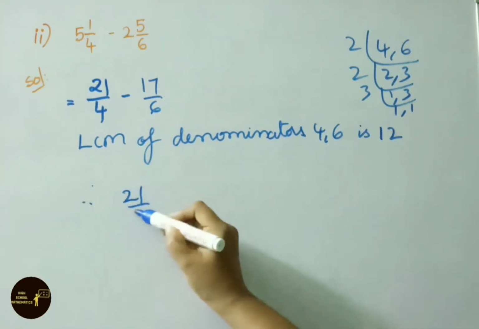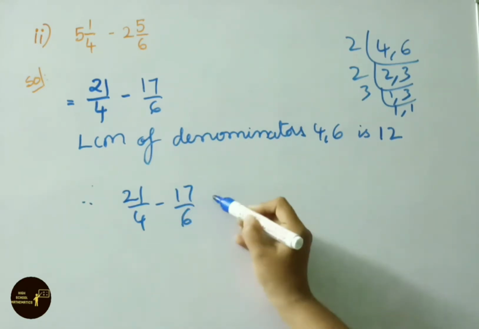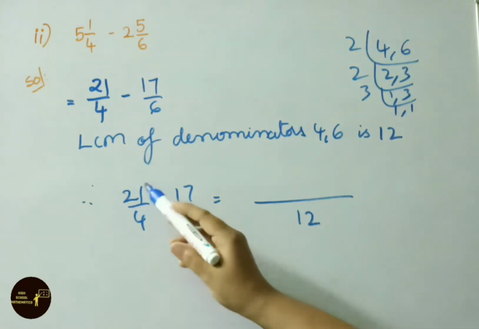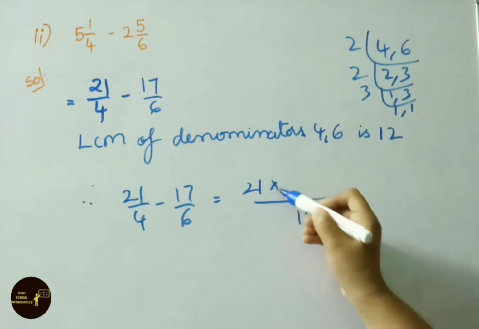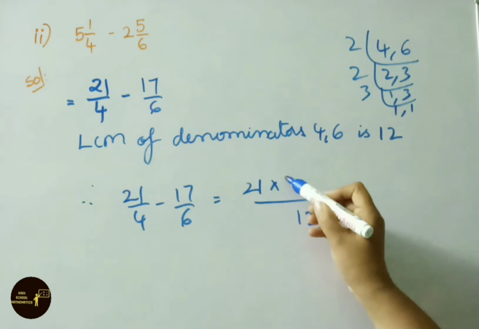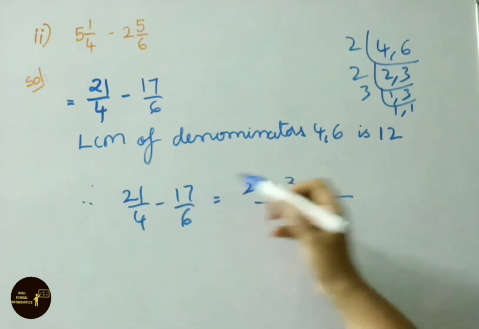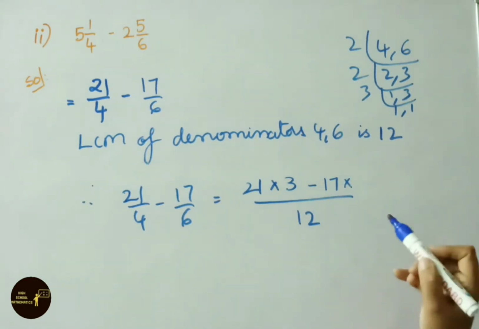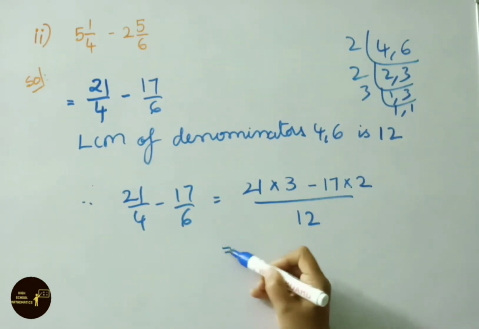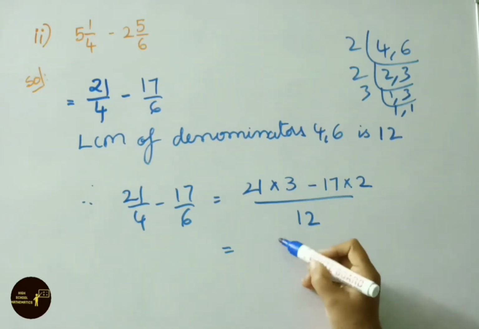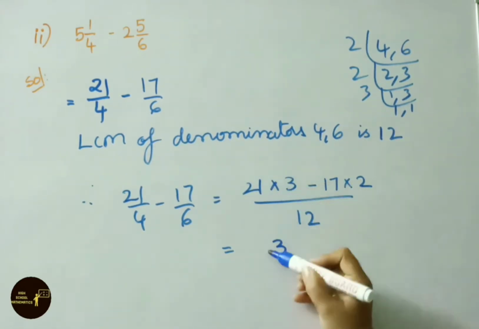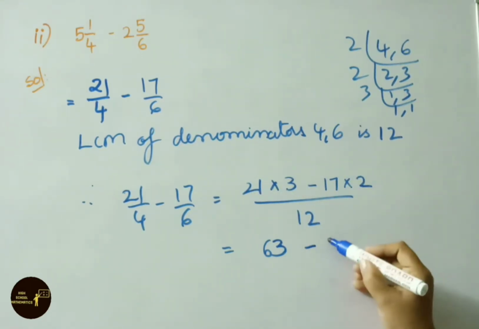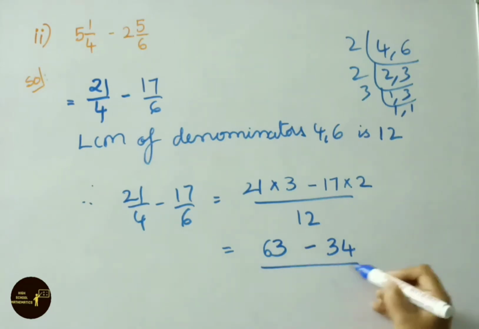Therefore, 21 by 4 minus 17 by 6 equals, let us write the LCM as 12. Now write down here 21 into 4 table, 12 is 3 times, so multiply by 3. Minus, write down the next numerator 17 into 6 table, 12 is 2 times, so multiply by 2. That equals 21 3s are 63, minus 17 2s are 34, by 12.